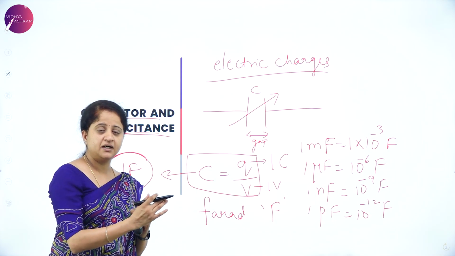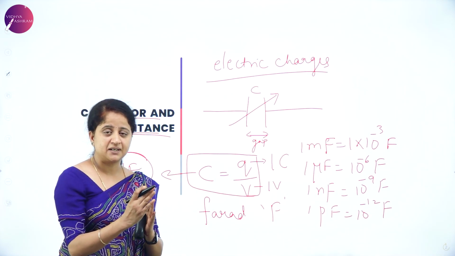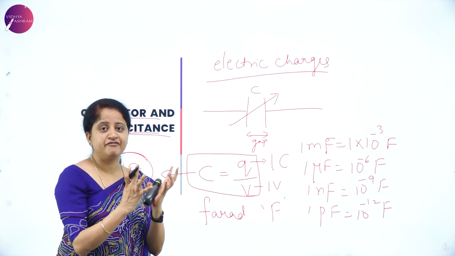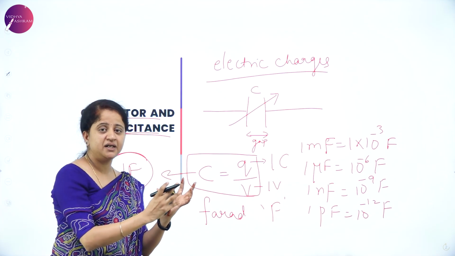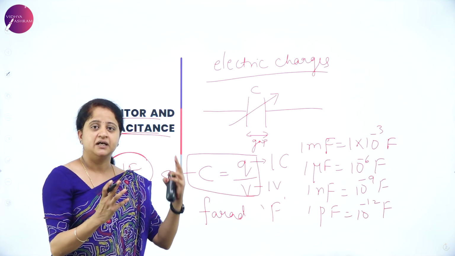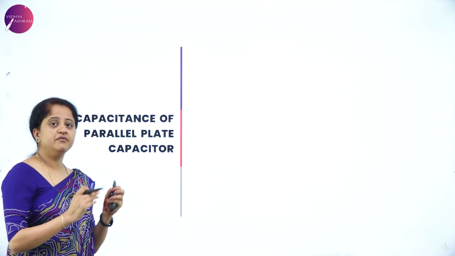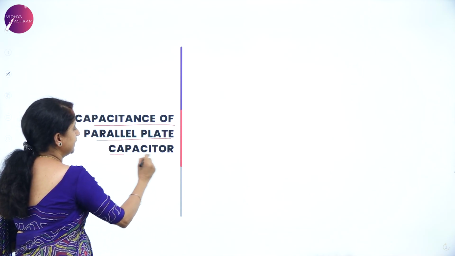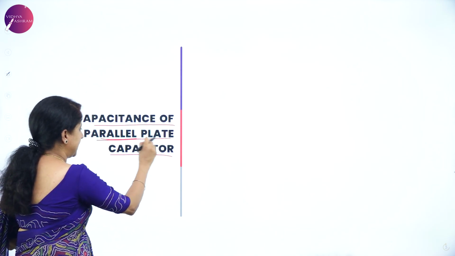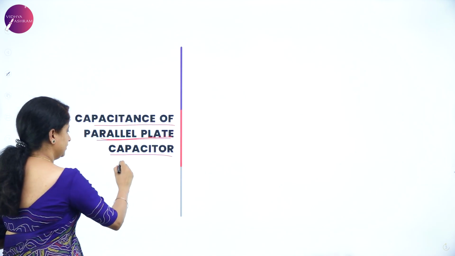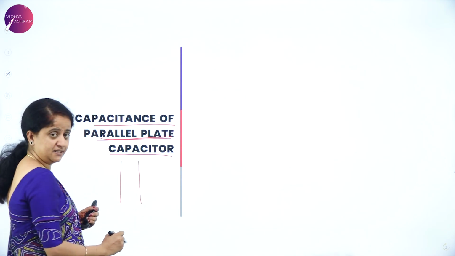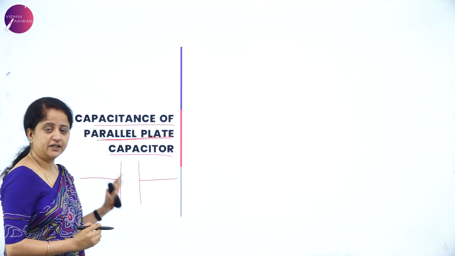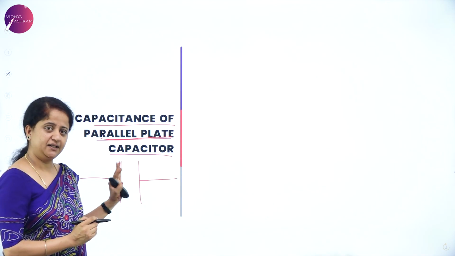Let us now learn about parallel plate capacitors and the combination of capacitors, how to produce the effective capacitance by combining a number of capacitors in different ways. So, now we are studying the capacitance of a parallel plate capacitor. What is the meaning of parallel plate capacitor? It consists of two parallel plates separated by a certain distance, hence the name parallel plate capacitor.